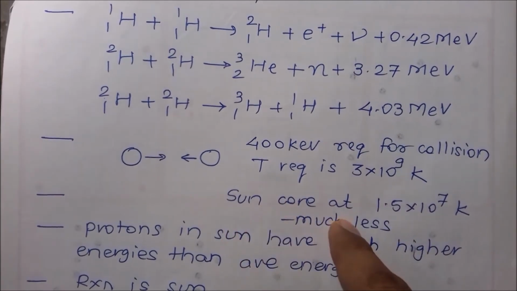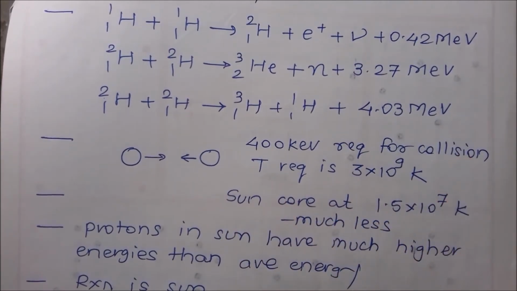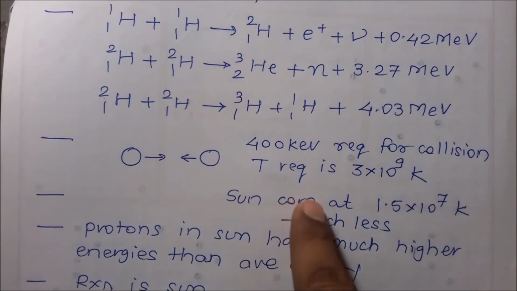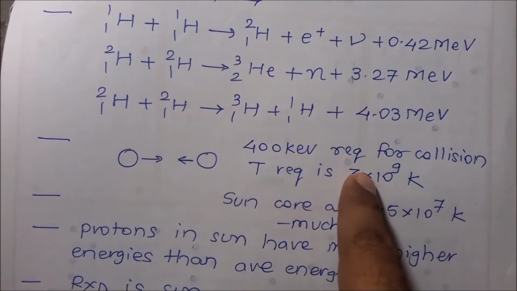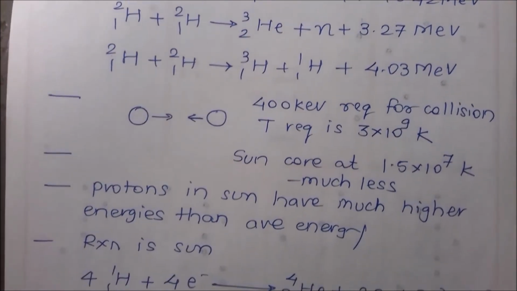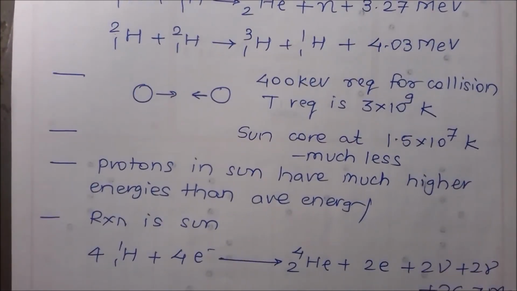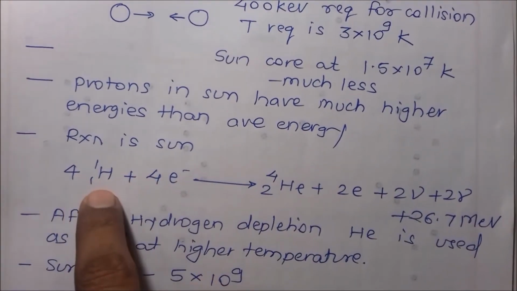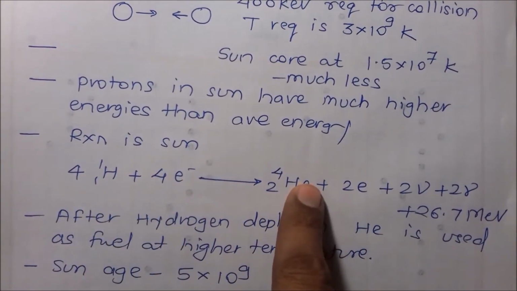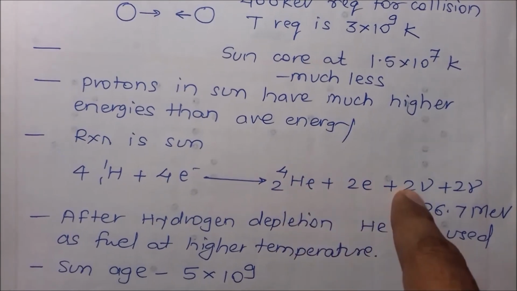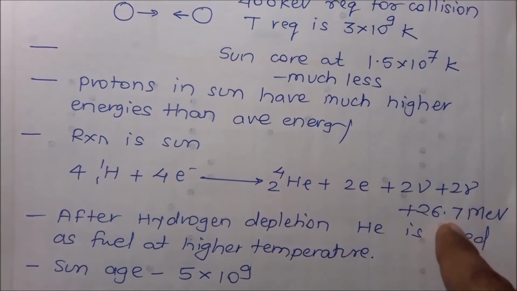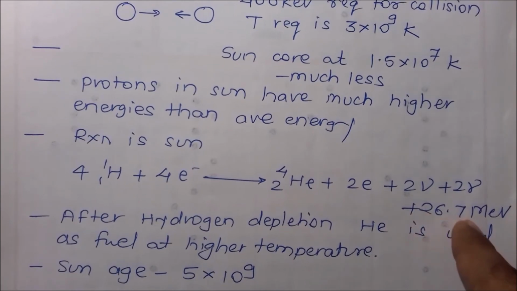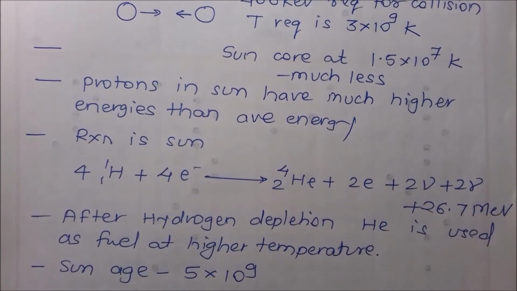The core of the sun is at 1.5 into 10 raised to 7 Kelvin. That temperature is much less than required. So protons in the sun have much higher energies than the average energy. This is the reaction in the sun. When 4 hydrogens combine, 1 helium is generated, along with 2 electrons, 2 neutrinos, 2 gamma rays, and 26.7 mega electron volt energy is liberated.